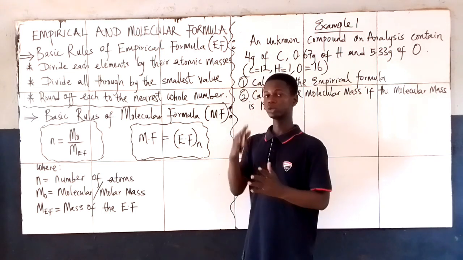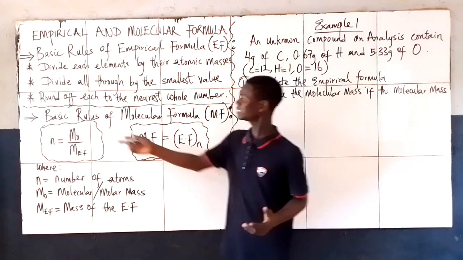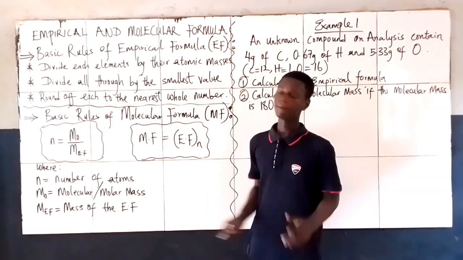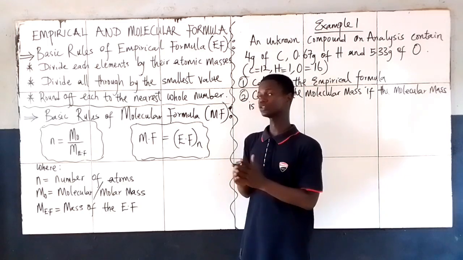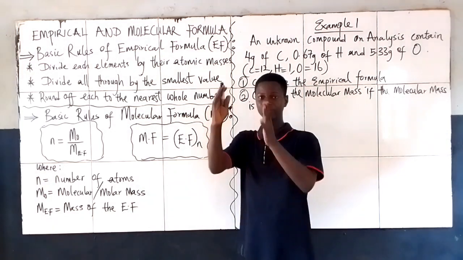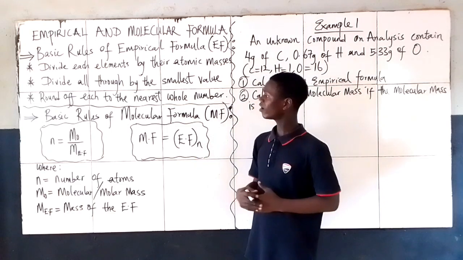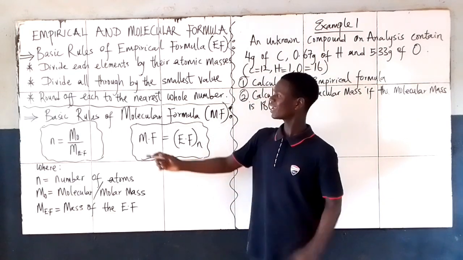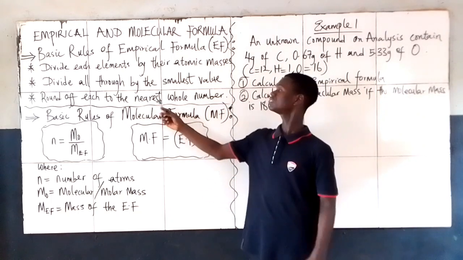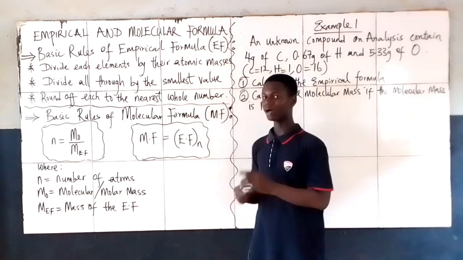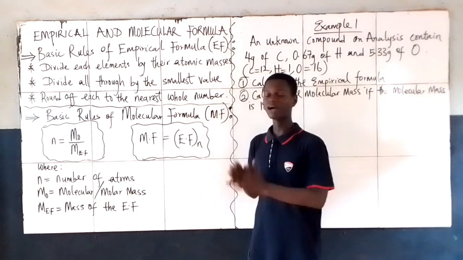After you have done that, you will notice that they are not all going to be the same value. So what next should you do? The next step is to divide all through by the smallest value. Comparing the values, the smallest will be used to divide all through, for each of the elements. Thereafter, the final step is to round up the final answer you get for each element to the nearest whole number. And these are the steps to be followed when asked to find the empirical formula.